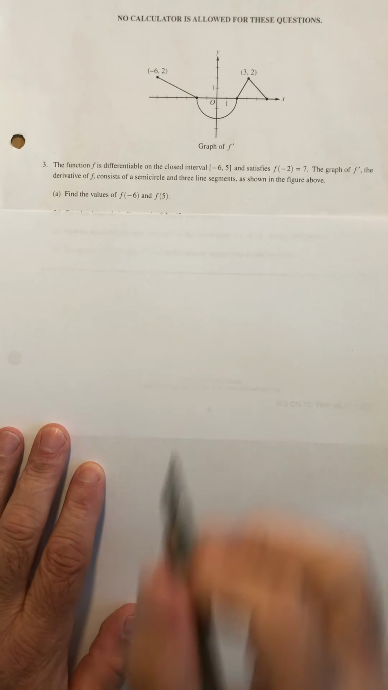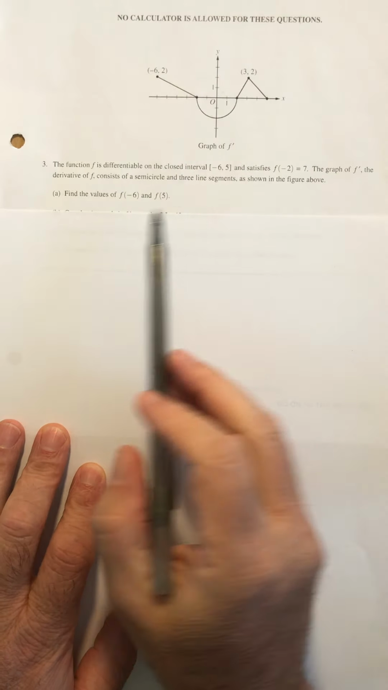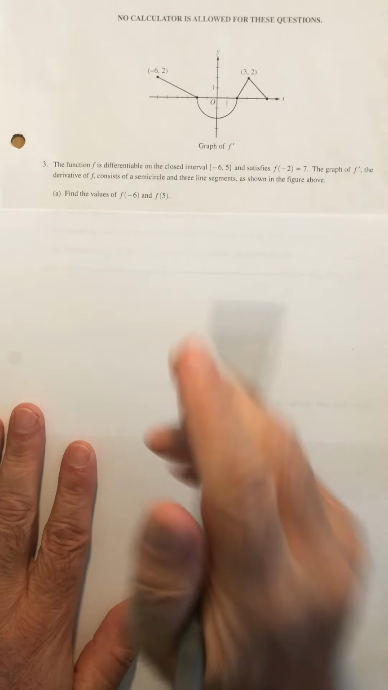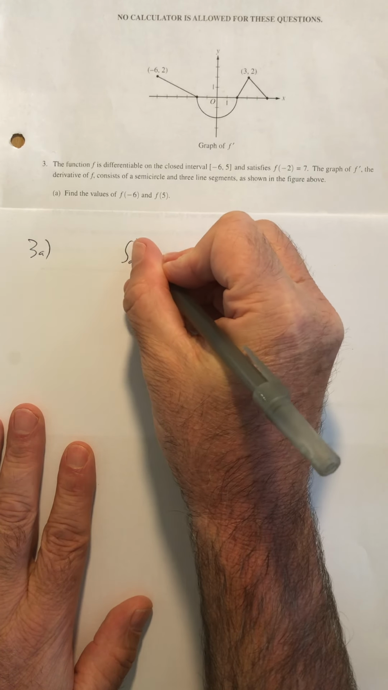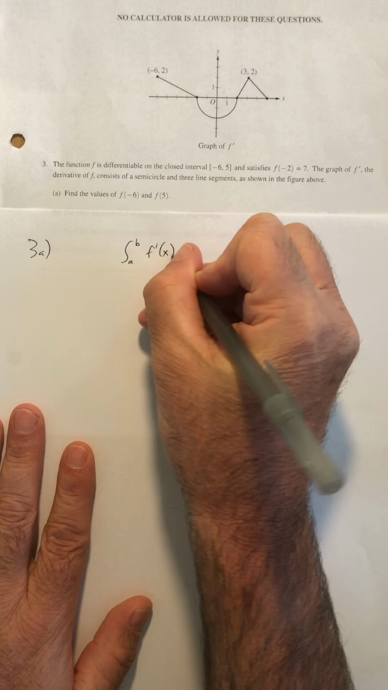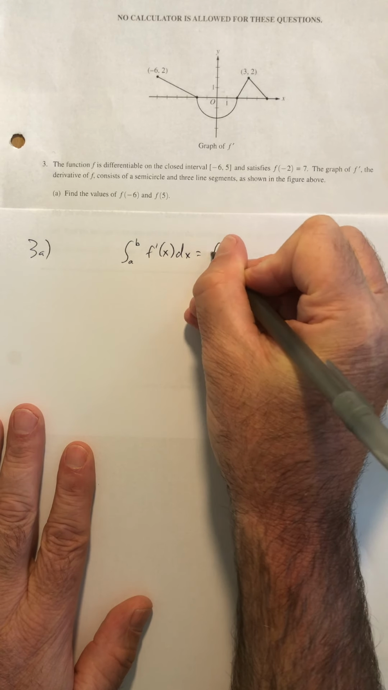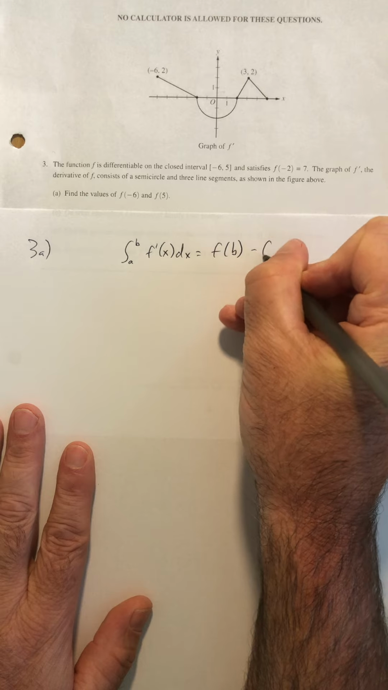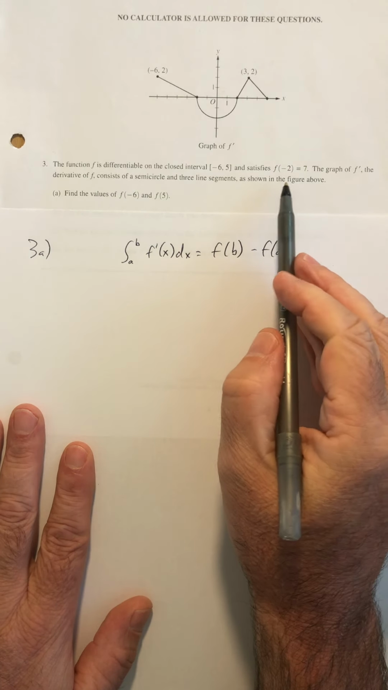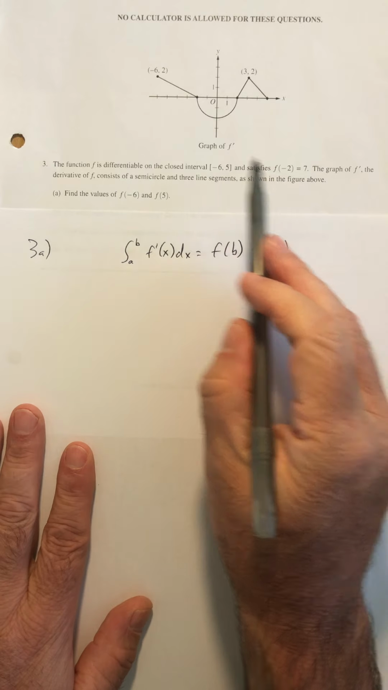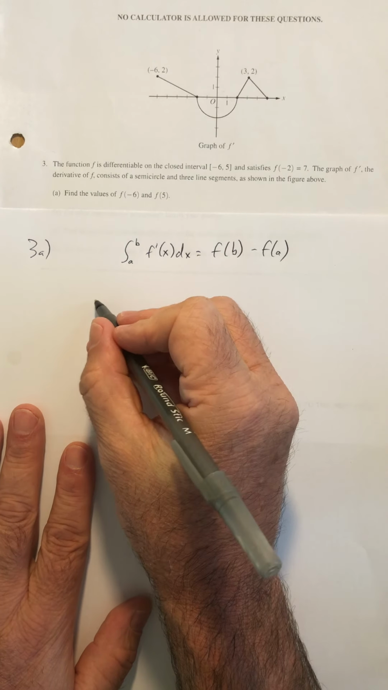All right, number 3, we've got an f prime graph, but our questions are about f. A good thing to remember in a scenario like this is that if I integrate the derivative of f, I get the change in f. That's our fundamental theorem of calculus. So in this case, I have a -2 value known and a -6 value unknown.